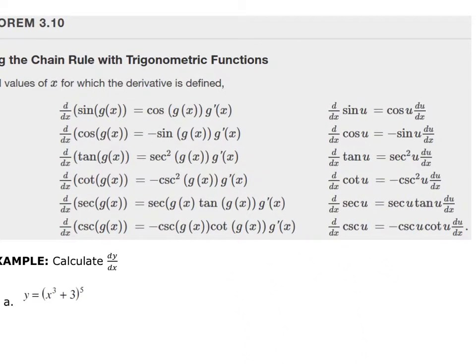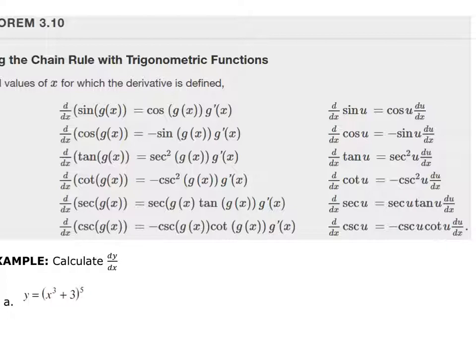So here's when you're using the chain rule with trig functions. Please don't write all these down, because holy moly. Basically, what you do is you take the derivative of your outer function. If your outer function is sine, it is going to be the cosine of your angle times the derivative of your angle. If you're doing the cotangent of an angle, it's going to be negative cosecant squared of the angle multiplied by the derivative of the angle. So please don't write all those down.